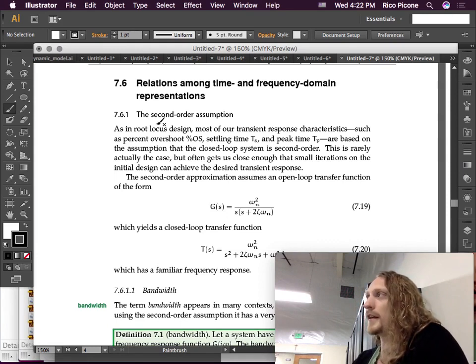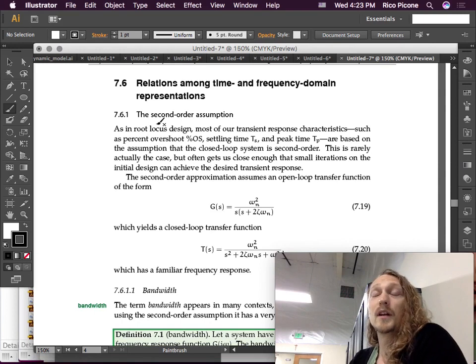The response characteristics that you care about are time domain characteristics. They're always time domain, because really at the end of the day, you care about what happens in the time domain. Of course, if you think of it in terms of filtering, you do care about the frequency domain, but that's maybe not a common way of using a controller, although we can use a controller as a filter if we want to.